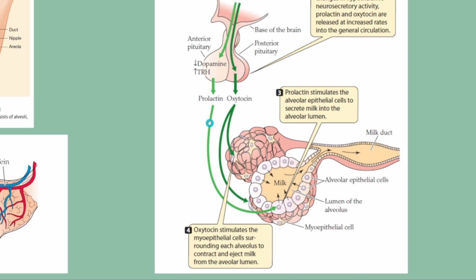What is the function of prolactin? Prolactin will stimulate the alveolus epithelial cells to secrete milk into the alveolus lumen. So easily, prolactin is the hormone to produce the milk by the alveolar cells. Oxytocin plays the role of ejecting the milk. Prolactin produces the milk. Oxytocin ejects the milk. That's all. So it is very important.